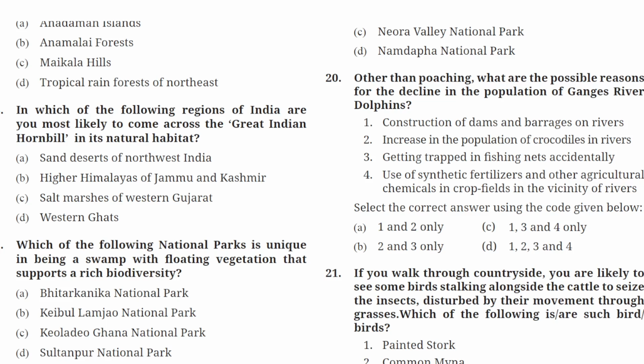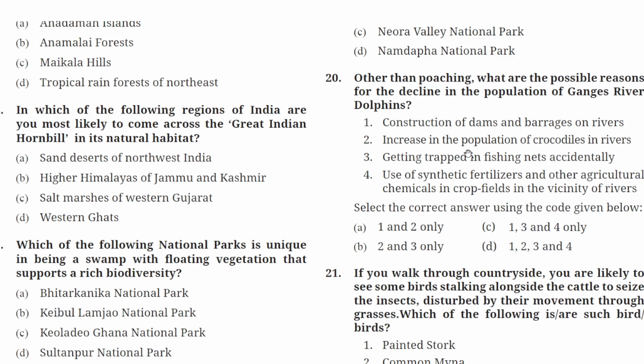Construction of dams and barrages on rivers. Yes, this is one of the possible reasons. Increase in the population of crocodiles in the rivers. No, that is not the reason. Getting trapped in fishing nets. Yes. Use of synthetic fertilizers and other agricultural chemicals in crop fields in the vicinity of the rivers. Yes. So answer is C, 1, 3, and 4. 2 is the incorrect statement.